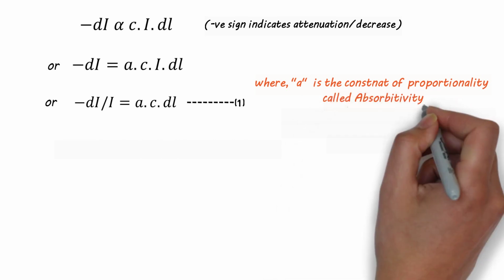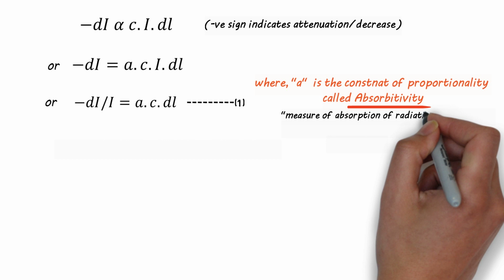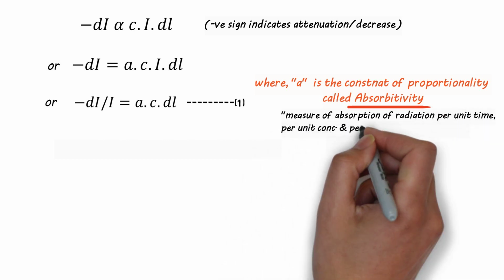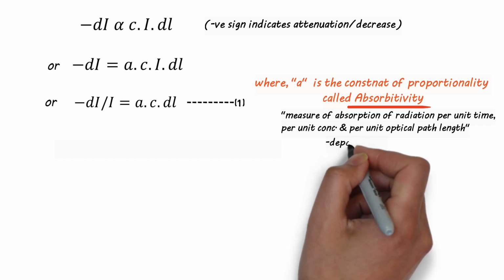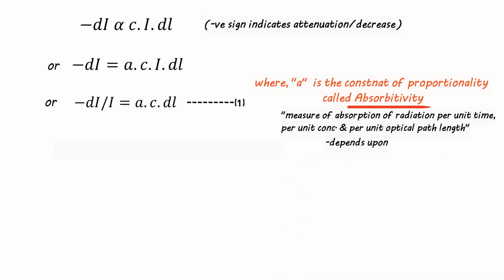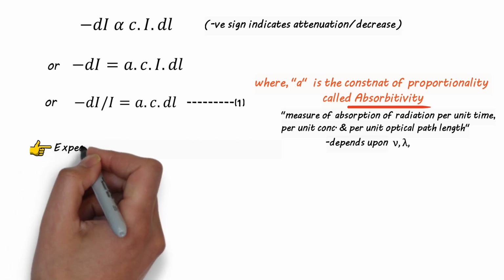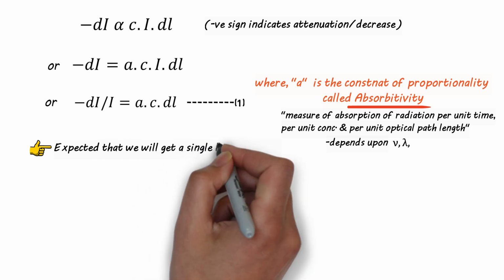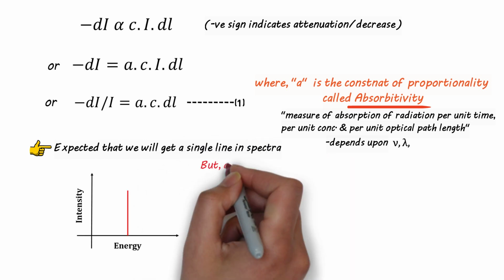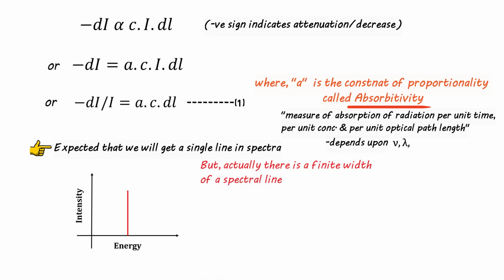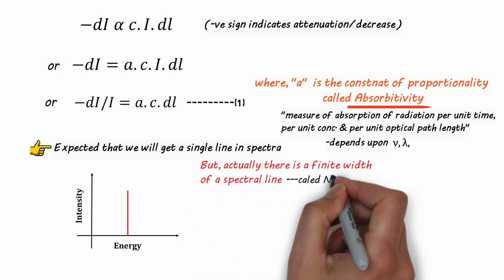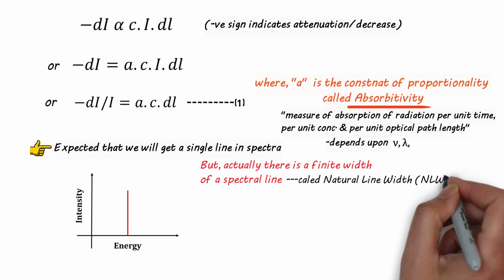This absorptivity is the measure of absorption of radiation per unit time, per unit concentration, and per unit optical path length. This absorptivity depends on frequency or wavelength of radiation absorbed. Now, from this absorption of radiation, it's expected that we will get a single line in the spectra, but actually there is a finite width of a spectral line. This finite width of a spectral line is called the natural line width, as shown.